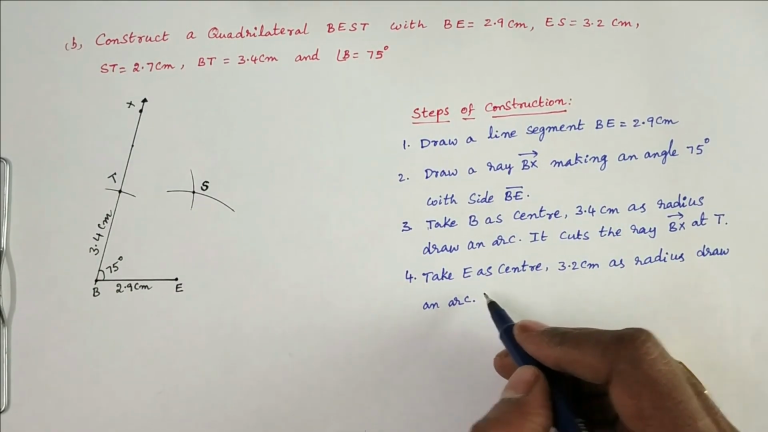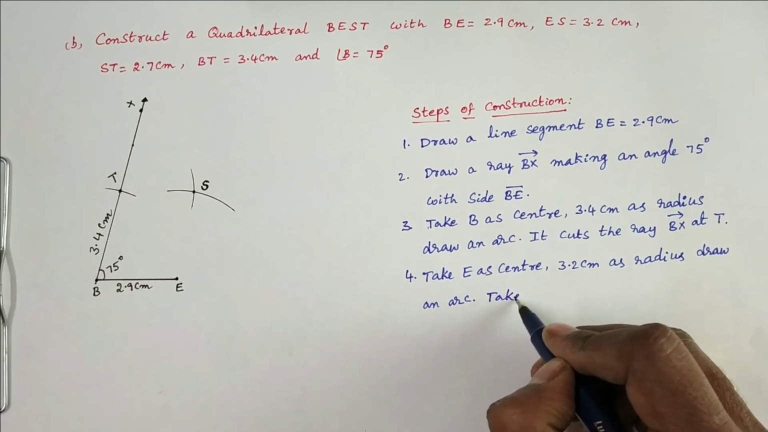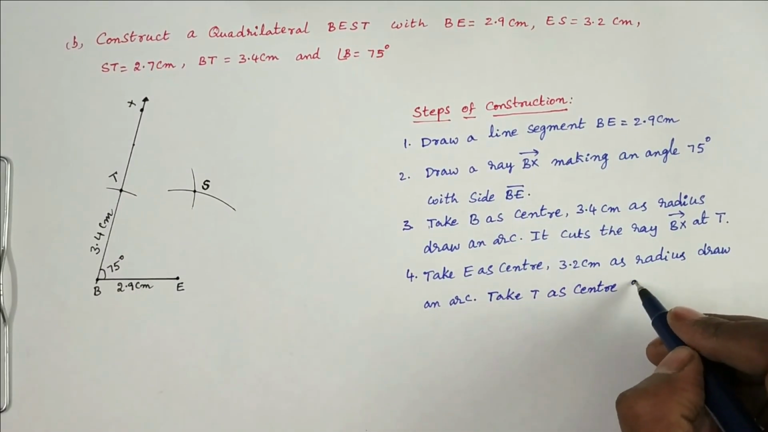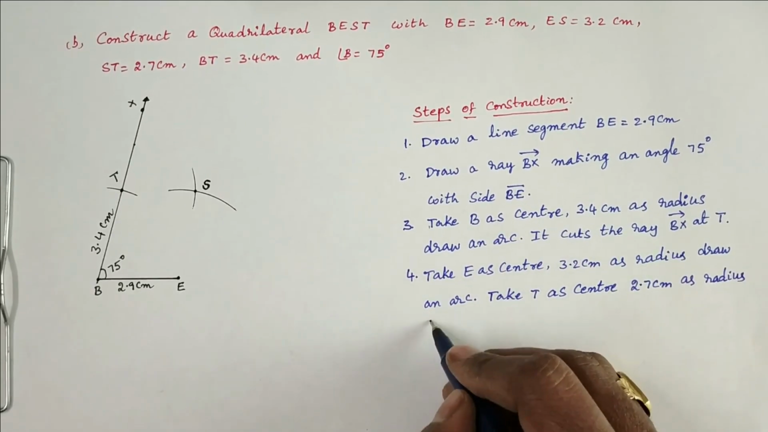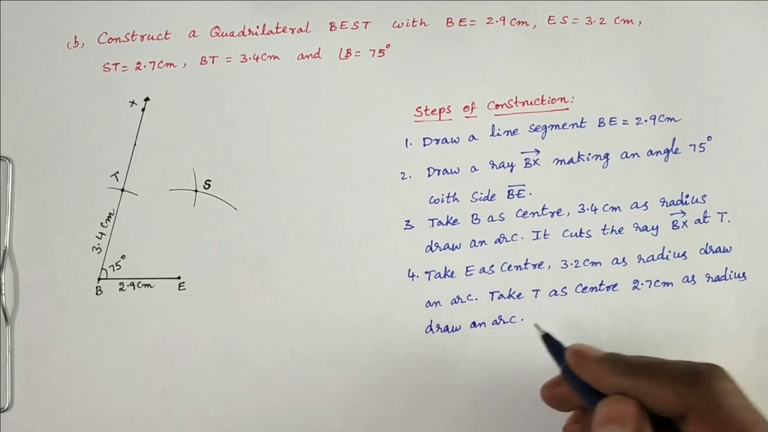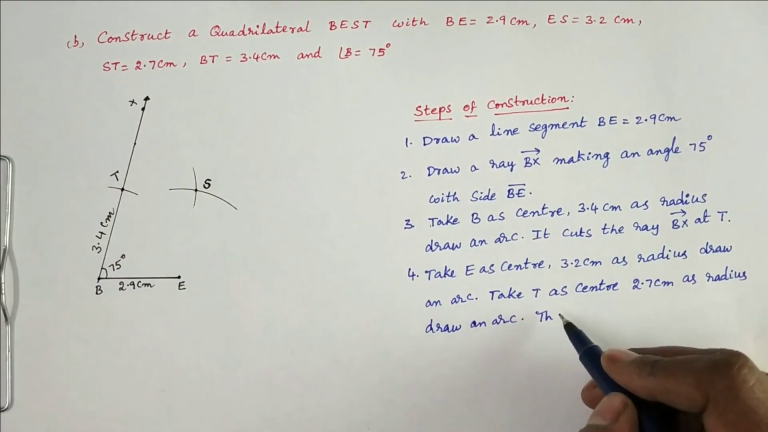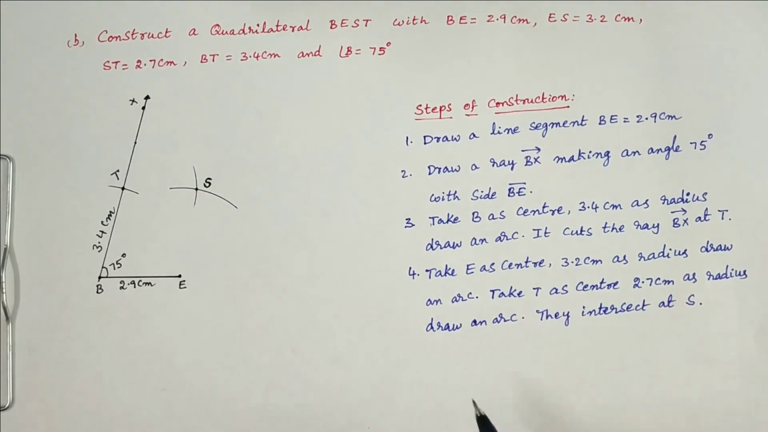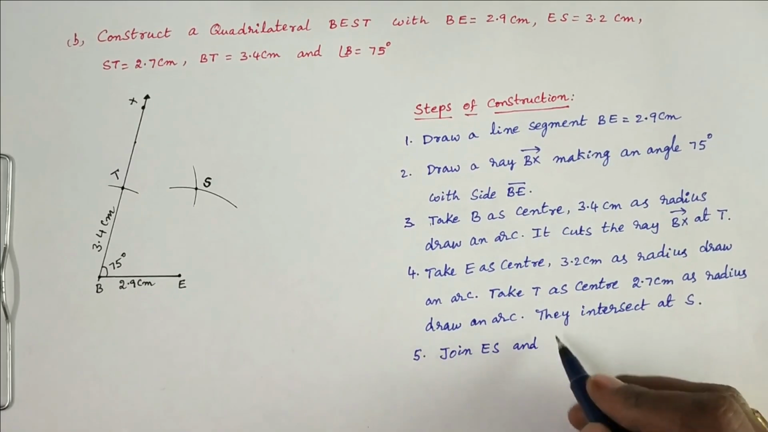So in this step only, again take T as center, 2.7 centimeters as radius, draw an arc. The two arcs intersect at S. Now the fifth step is join ES and TS.